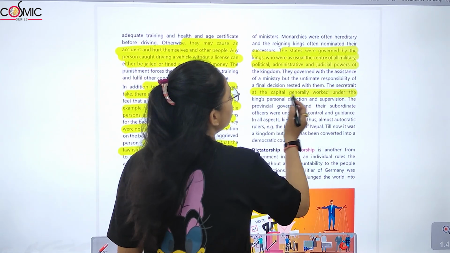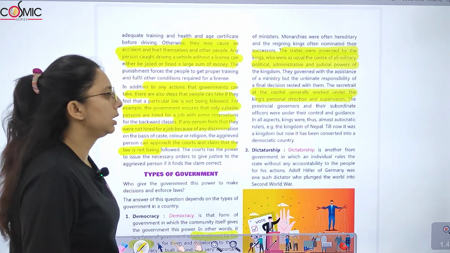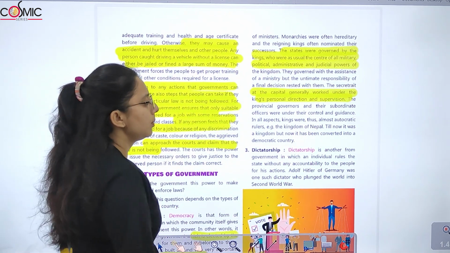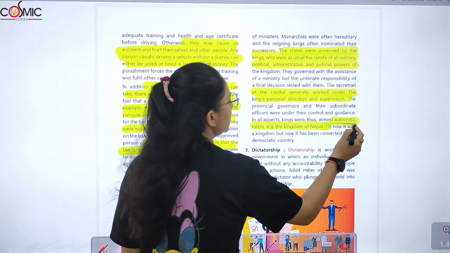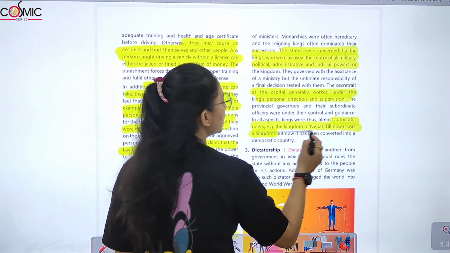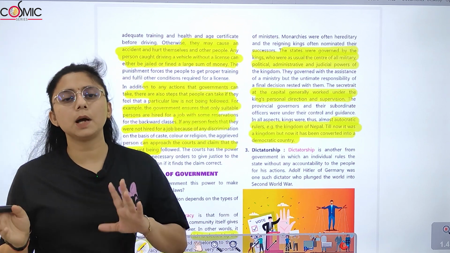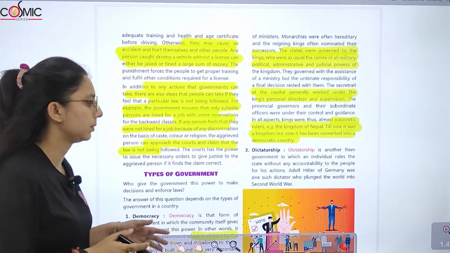The secretariat of the country generally works under the king's personal direction and supervision. In all aspects, the kings were almost autocratic rulers in the kingdom of Nepal. Until now it was a kingdom, but now it has been converted into a democracy. Until now it was a kingdom, but now it has changed into a democratic country.